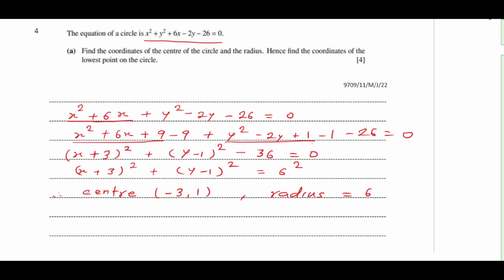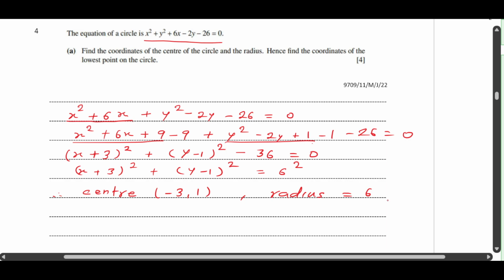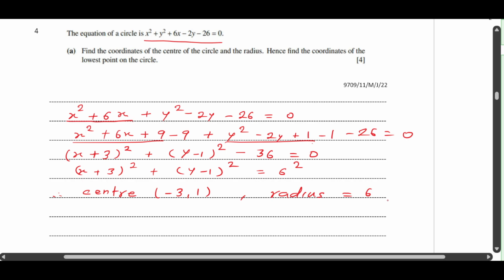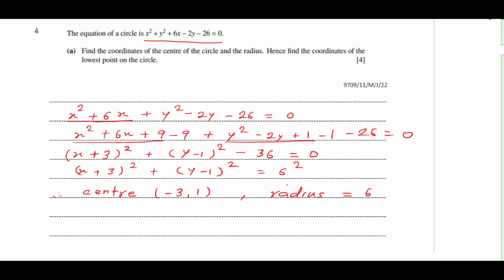Right, now I have to locate the lowest point. Now how will we do that? How will we understand what the lowest point is? Actually the lowest point is definitely below the center only. Now here the x coordinate of the center is minus 3, so definitely minus 3 will be there, and as the radius is 6, I will subtract 6 from this y value, right? So I will select the lowest point. The lowest point is minus 3 comma 1 minus 6, which is minus 5. So this is my lowest point.